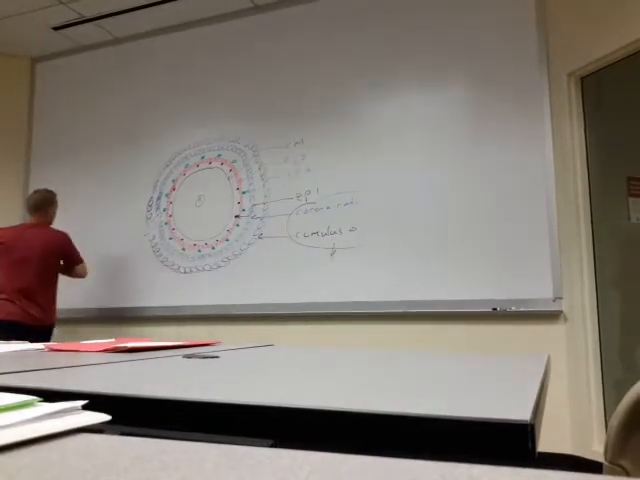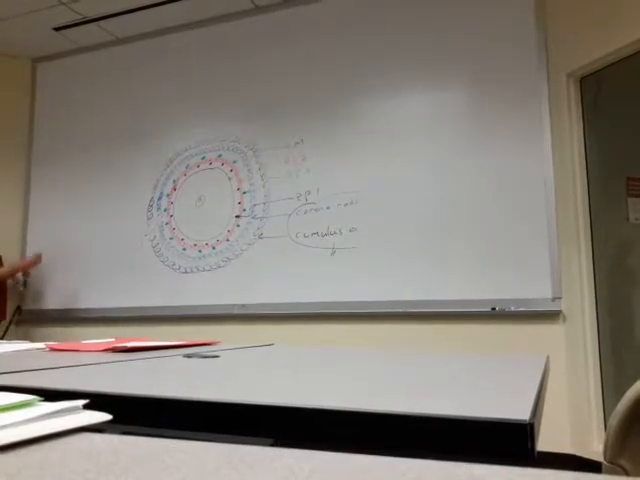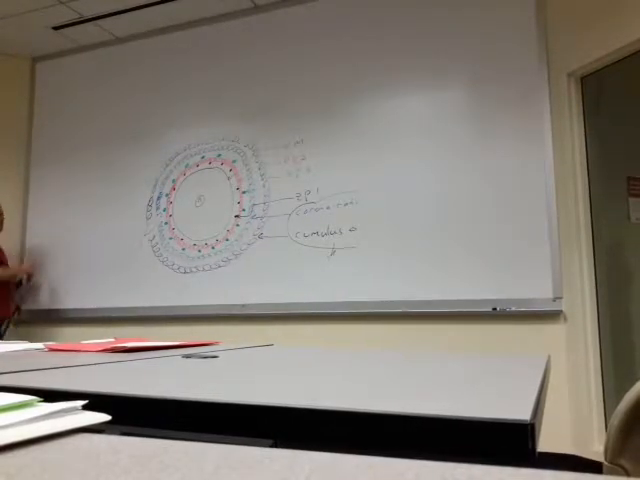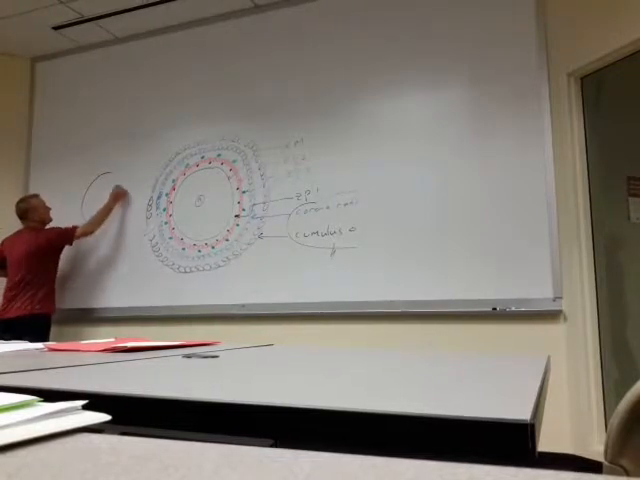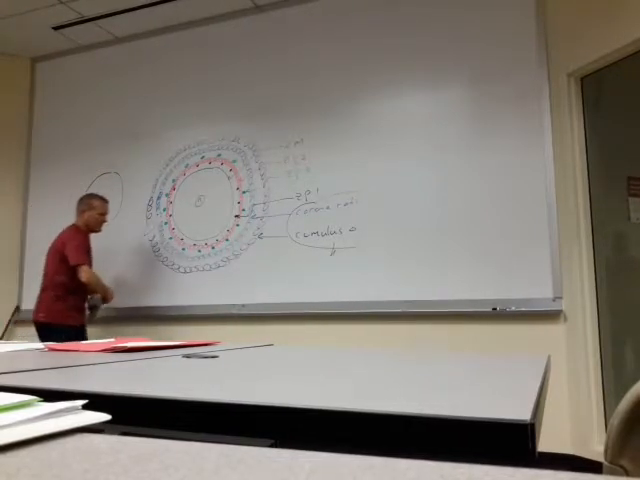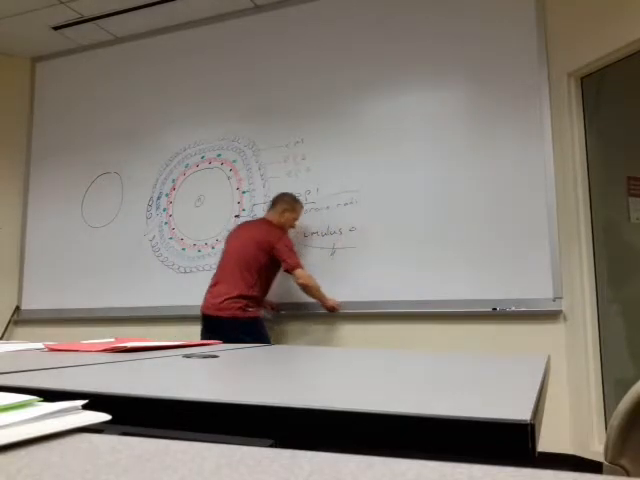All right, so what number is next? 7? Yeah. And it's called what? Fusion of gametes. Yes. And that's what literally happens. Again, we can't draw things to scale because we wouldn't see them.